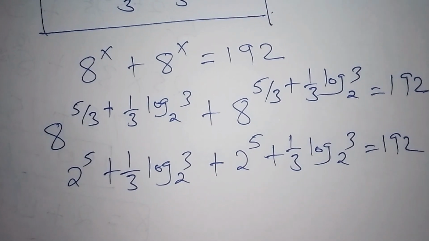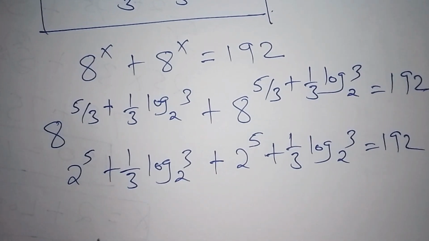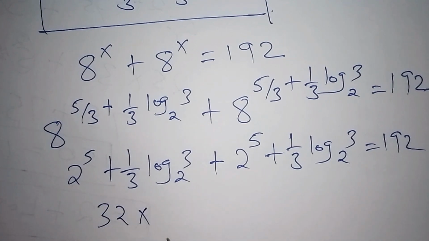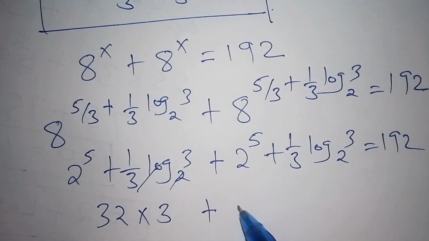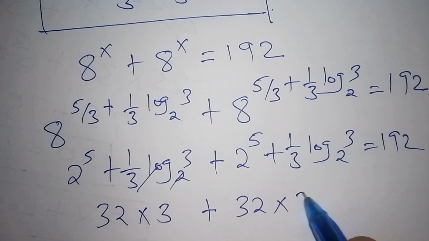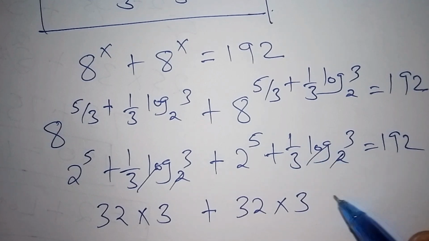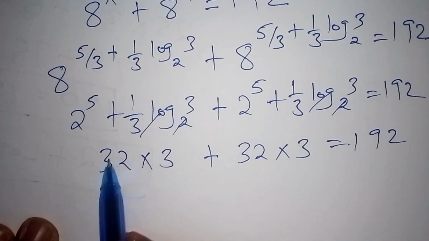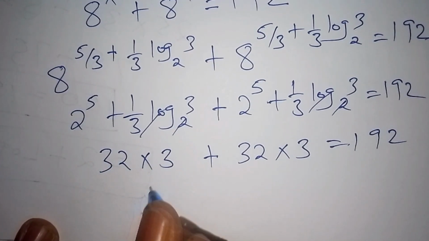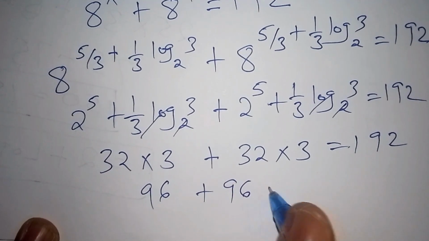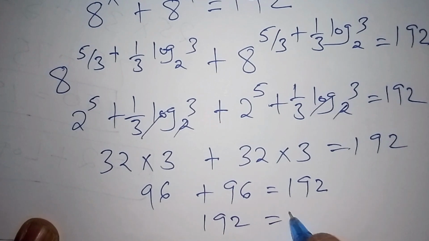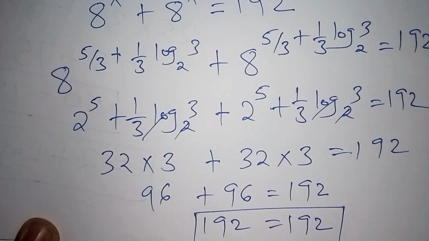So 2 to the power of 5, the answer we shall have is 32. Then plus will now be written as multiplication. So this and this cancel, so times 3. Then again plus 32 multiplied by 3, because this and this cancel, is equal to 192. So now we have 32 multiplied by 3, and our answer is 96, plus 96 is equal to 192. So 96 plus 96 is 192, equal to 192. So our answer is finally correct.